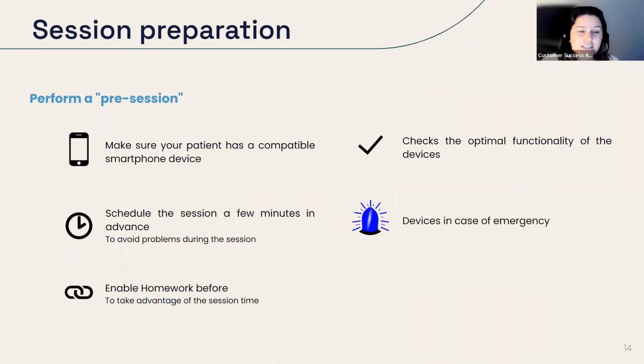Next, have on hand, if possible, spare devices in case of emergency. This point is related to what we mentioned above. In the event that any of the devices give problems before or during the session, it is advisable to have a spare device to avoid inconveniences in the process. Some examples would be extra cardboard headsets, a smartphone that is out of use, and so on.